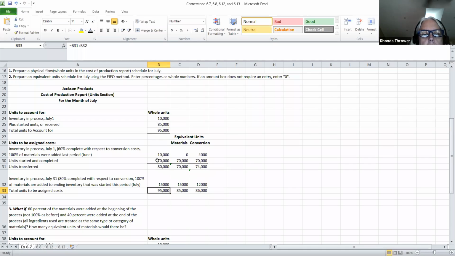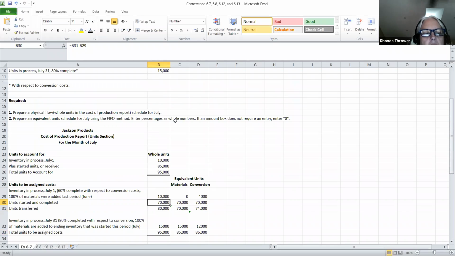So at this point in time, the only thing that would be left is to determine what you actually started as far as units were concerned and finished during this time period. And to find that, we take the units transferred that were given and the beginning inventory which was given, take the difference between those, and that will tell you what you started and completed during this period of time. So those are your whole units there, and that's really what they wanted in part number 1.